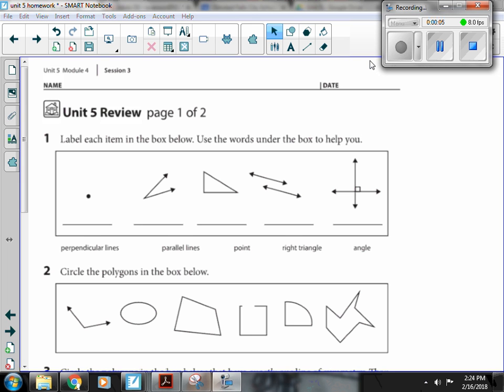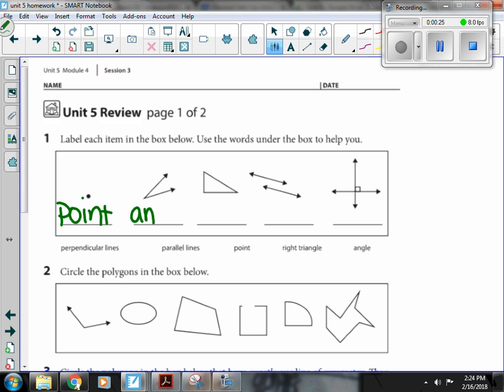Tonight's homework is pages 109 and 110. It is our Unit 5 review. So the first one says label each item in the box below, and it gives us the words underneath. This first one is a point. The second one is an angle, and if we wanted to be specific, we could say it's an acute angle. The next one is a right triangle because it has that right angle here in this corner.